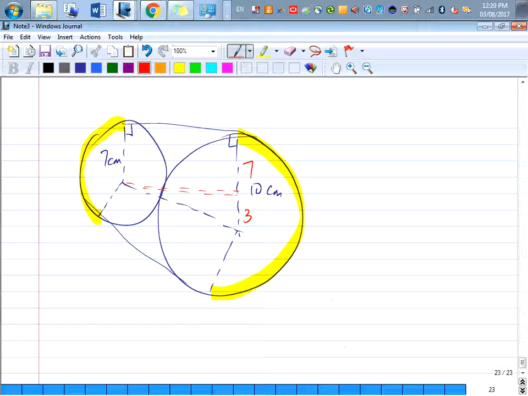The line connecting the radius of the two circles, this blue one, is 17 cm.